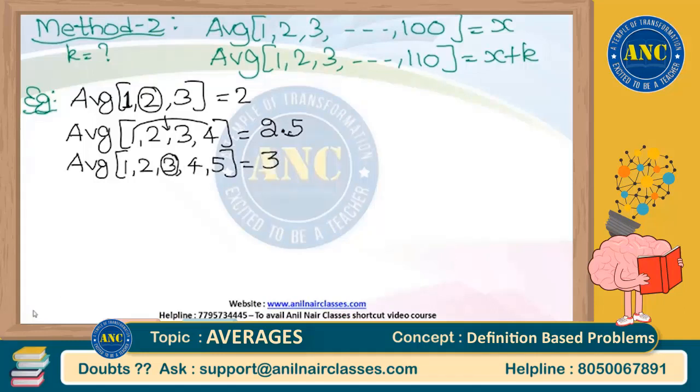Middle value is 3. Now listen carefully, sir. Can I say like this? Everyone please pay complete attention. Can I say like this? Original series is having 3 terms. My original average is 2. I increased this original series by one term.